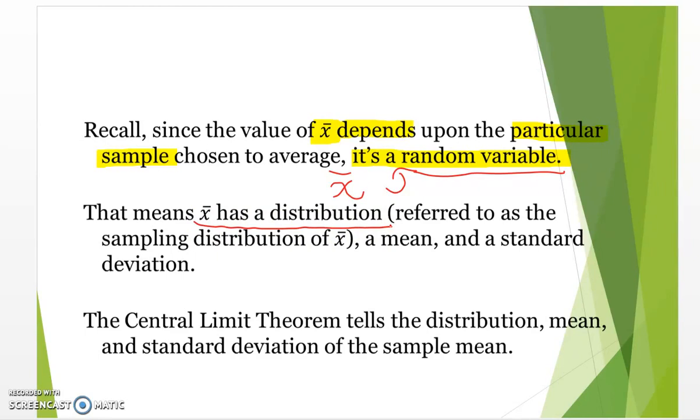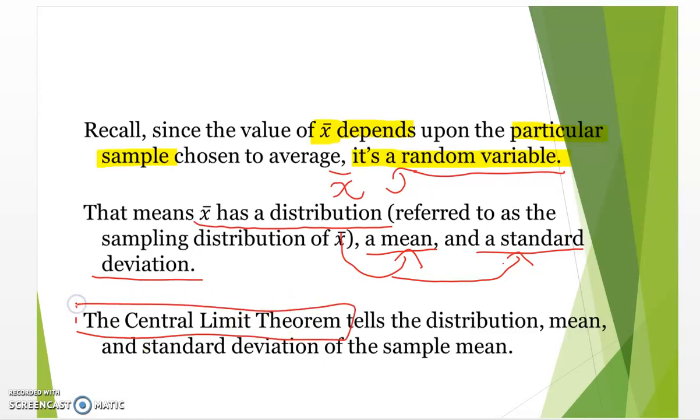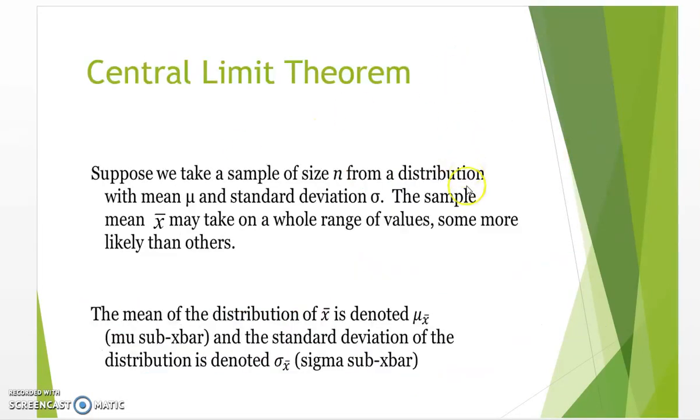As for distribution, we would be interested in the central tendency, which is the mean, and the spread of the data, which is called the standard deviation, as we mentioned before. So the central limit theorem that is simply covered in this section basically just talks about the distribution, mean, and the standard deviation of the sample mean x bar. Because as we have mentioned, x bar here is a random variable.